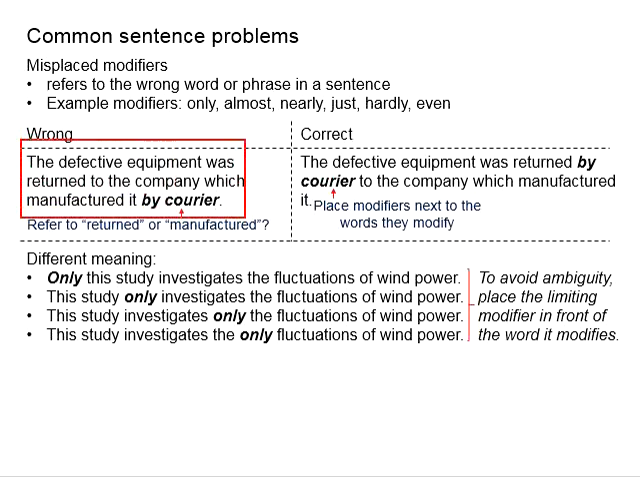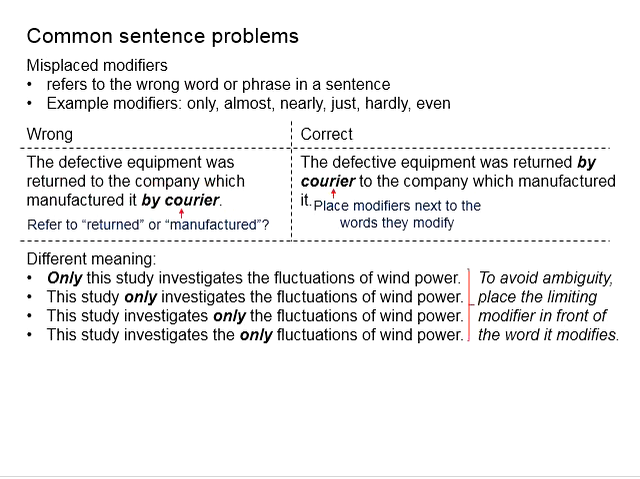The defective equipment was returned to the company which manufactured it by courier. The phrase by courier here is a misplaced modifier. Because it is put at this position, it is often mistaken as referring to manufactured. But with logical thinking, manufactured it by courier doesn't make sense. How can we manufacture something by courier? Therefore, the only logical explanation is that it is returned by courier.